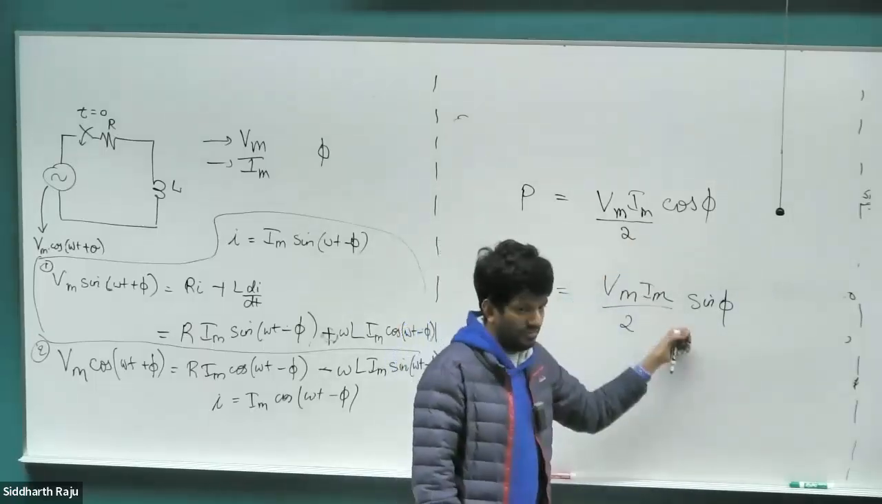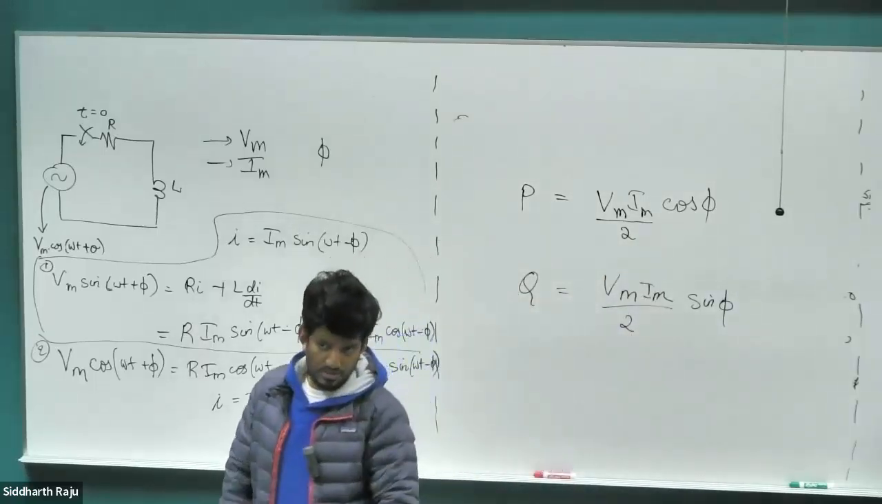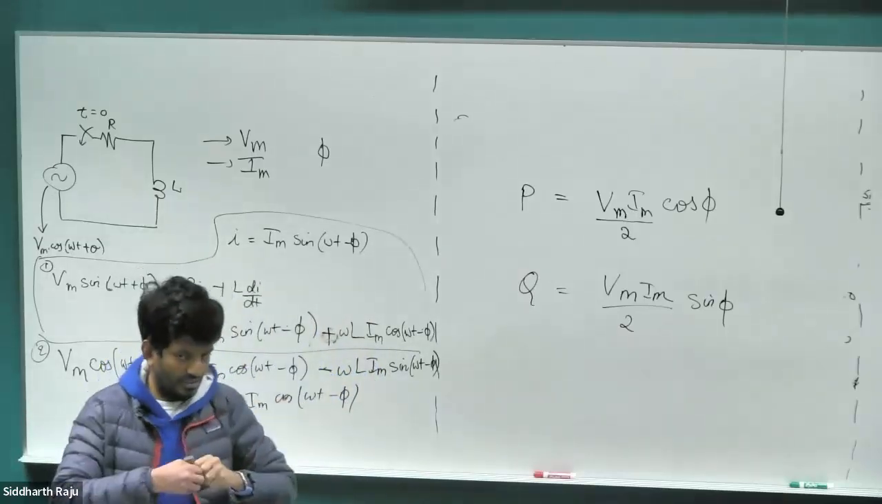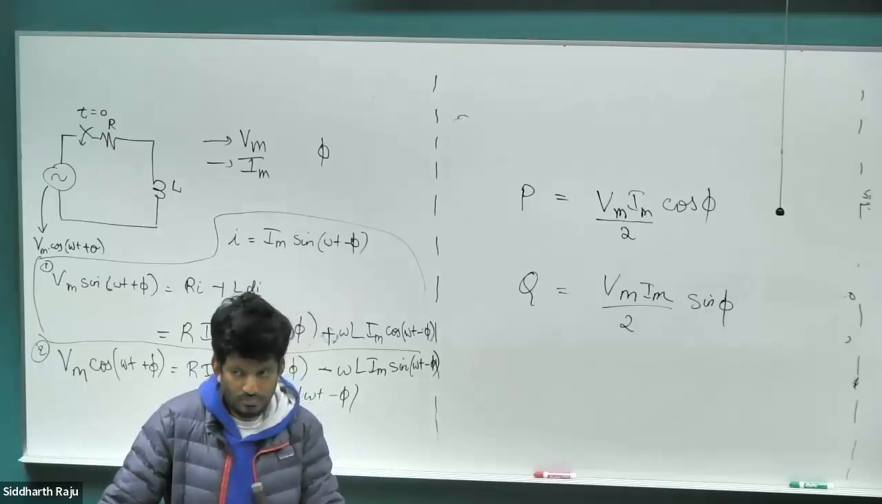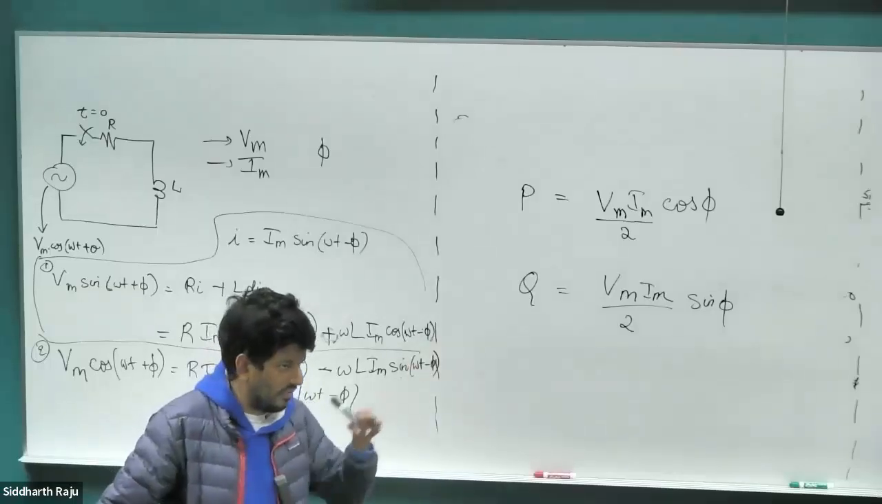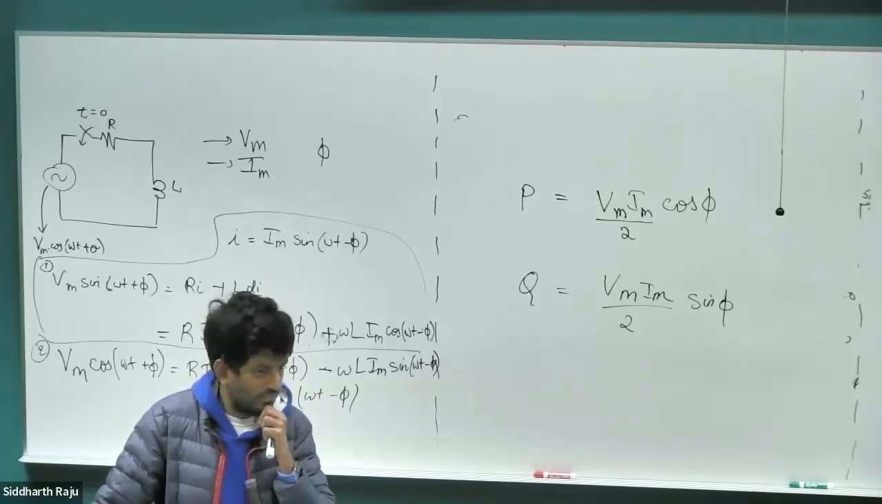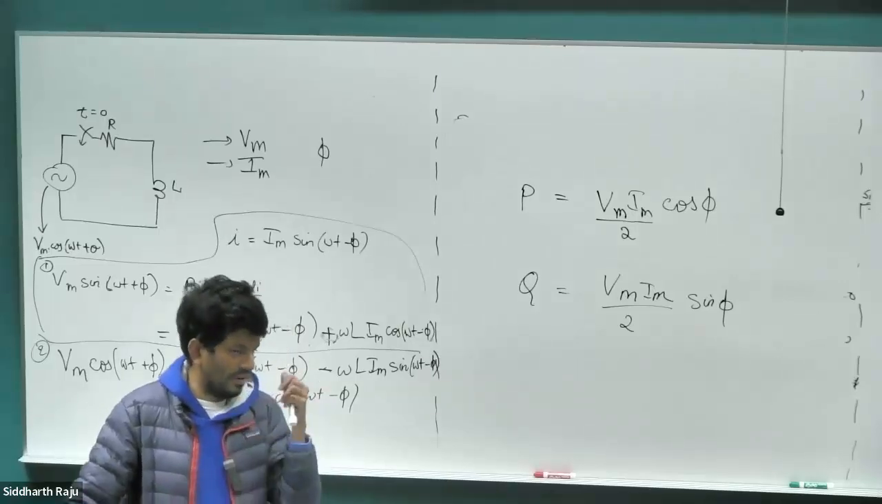Why is this cos of phi? Why is this sine of phi? The real power being cos of phi is pretty straightforward, easy. Can anybody give me the answer? What does the real power signify? Power consumed. Power consumed, and how will you get that value?